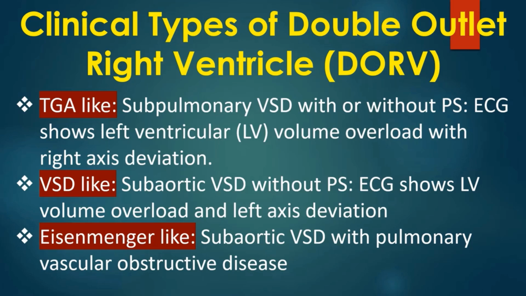ECG shows left ventricular volume overload with right axis deviation. VSD-like: subaortic VSD without PS. ECG shows LV volume overload and left axis deviation. Eisenmenger-like: subaortic VSD with pulmonary vascular obstructive disease.